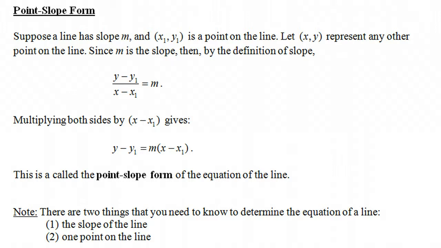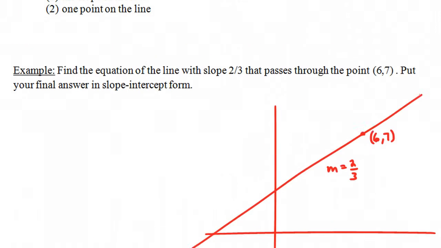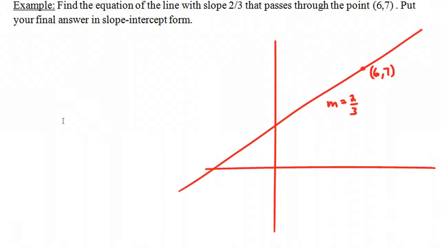Now notice there are really two things that you need to know to determine the equation of a line. One is the slope of the line, and the other is one point on the line. If that one point is the y-intercept, that's great, but it doesn't have to be the y-intercept. So you need to know the slope of the line and one point on the line. Now let's look at a couple examples.